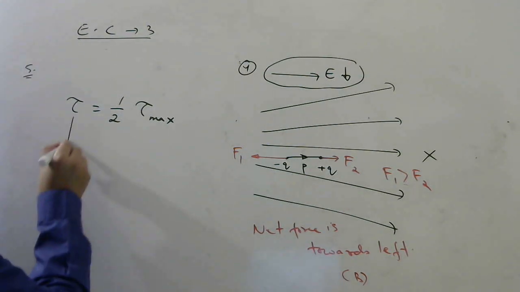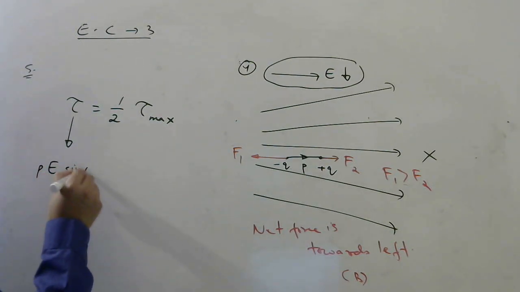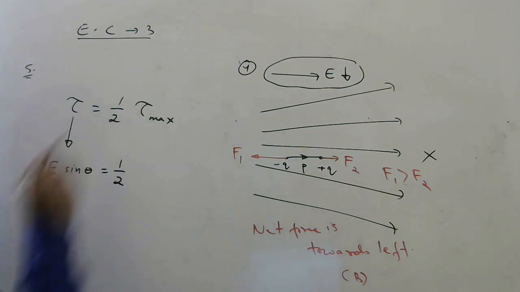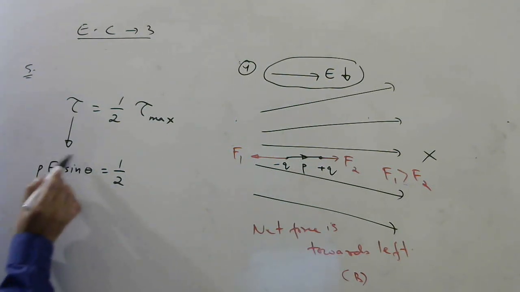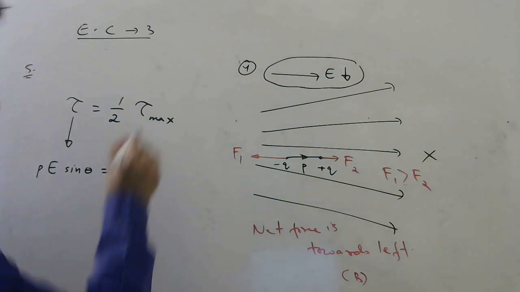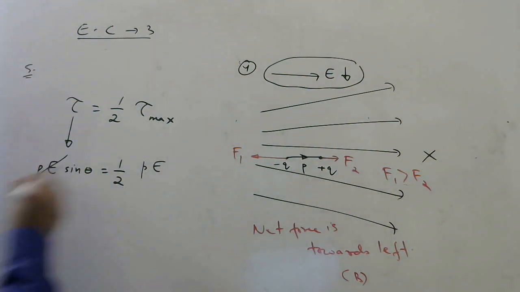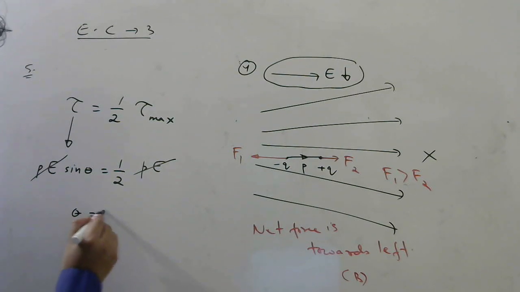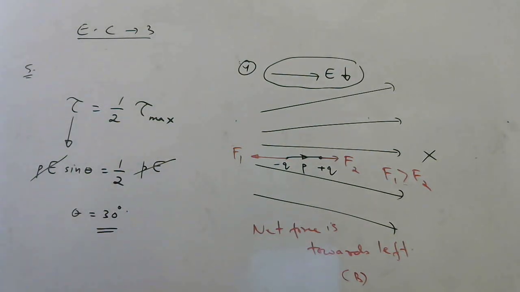What is the formula for torque at any angle? PE sine theta. What is the maximum torque? What is the maximum value of this? PE, because maximum value of sine is 1. So maximum torque is PE. Already we have seen this. So PE will cancel. Theta will be 30 degree, right? Sine theta is half. So theta must be 30 degree.